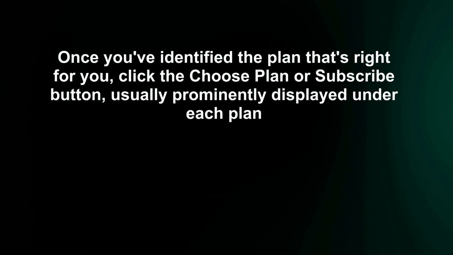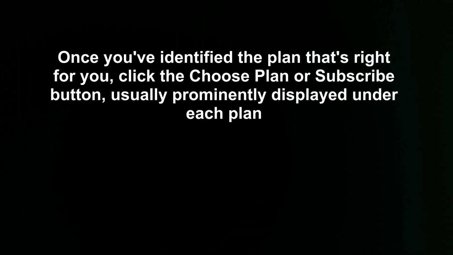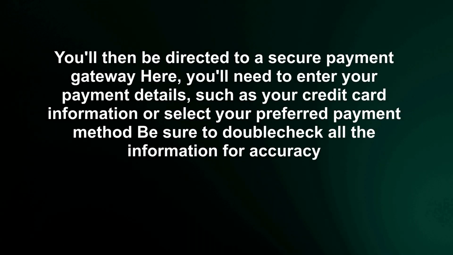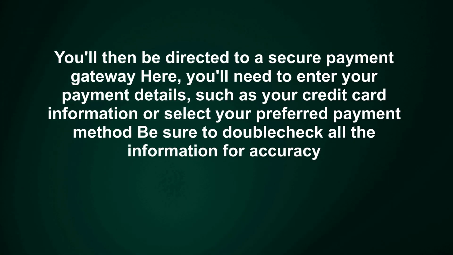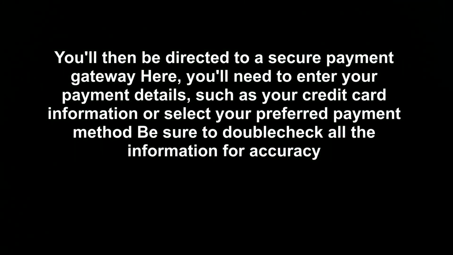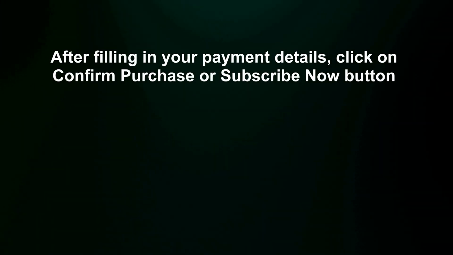Once you've identified the plan that's right for you, click the Choose Plan or Subscribe button, usually prominently displayed under each plan. You'll then be directed to a secure payment gateway. Here, you'll need to enter your payment details, such as your credit card information, or select your preferred payment method. Be sure to double-check all the information for accuracy. After filling in your payment details, click on Confirm Purchase or Subscribe Now button.